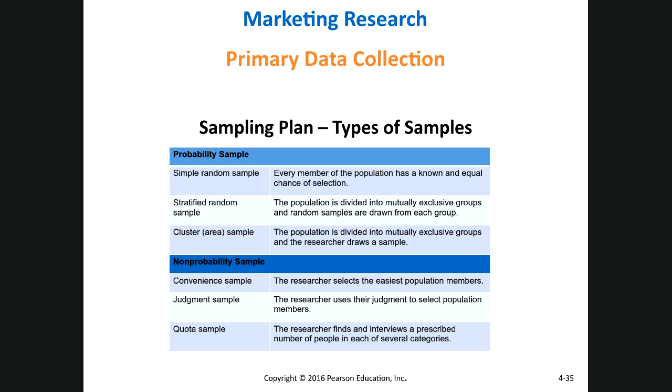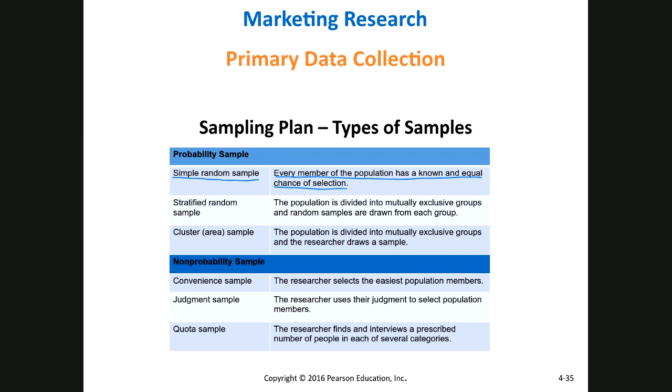But if everybody in Georgia had a known and equal chance of selection, that's called a simple random sample. So if they did it by telephone and they used a random number generator, and they asked a couple of screening questions, you could call that a random sample. A stratified random sample is where you divide the population into mutually exclusive groups, so one person's not in two different groups, and then we'll draw a sample from each group of people.